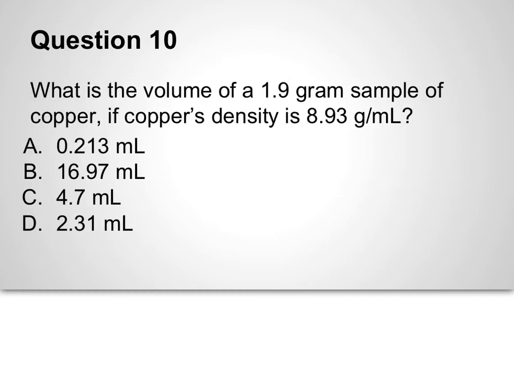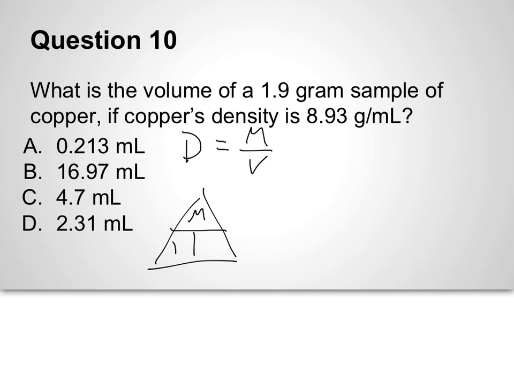And last question on the review: what is the volume of a 1.9 gram sample of copper if the density is 8.93 grams per milliliter? So again, we're using the density formula, which is the mass divided by the volume, except this time we're trying to find the volume instead of the density. We're given the density. So for this, there's this little triangle that you can use. Mass is on the top, and then density and volume are on the bottom. So density equals mass over volume.